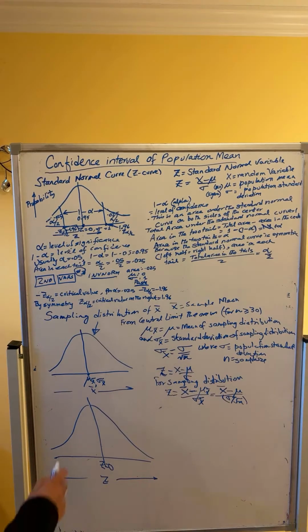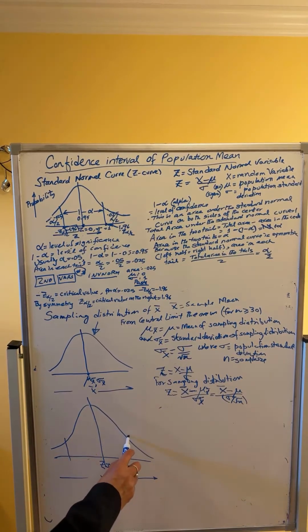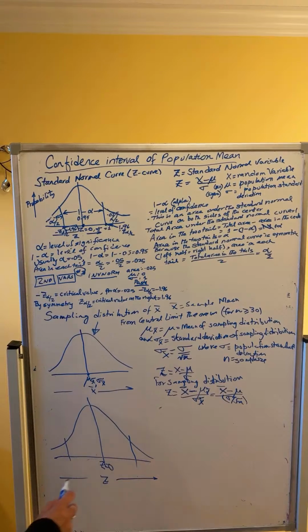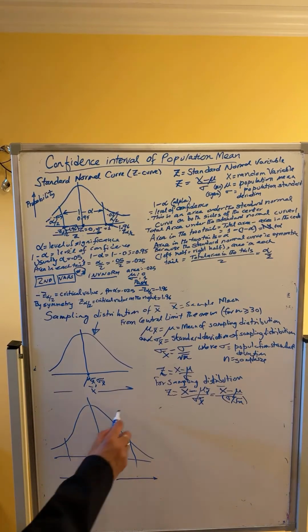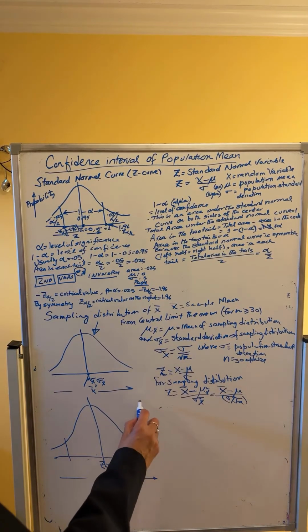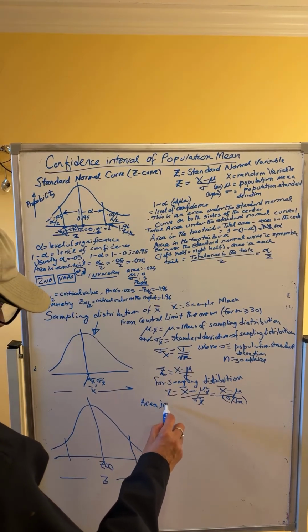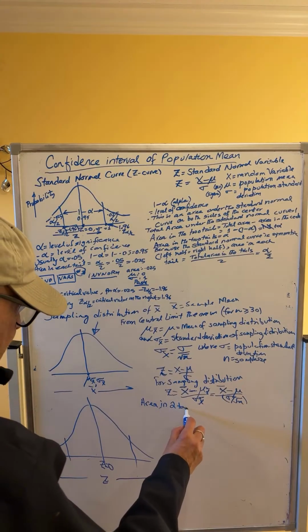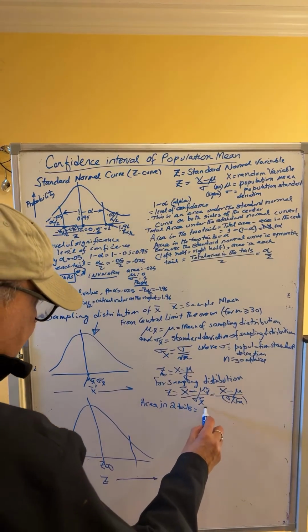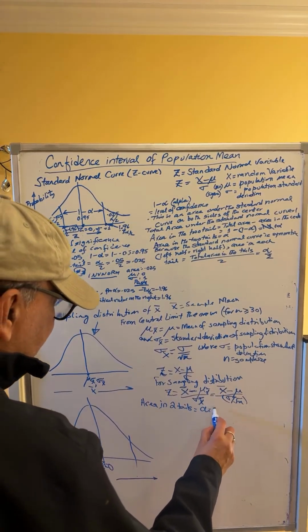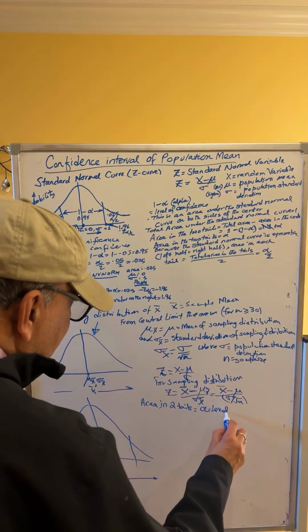Now we have already introduced the concept of level of significance. The area in two tails is equal to alpha, the level of significance.